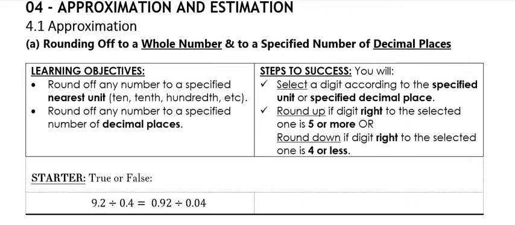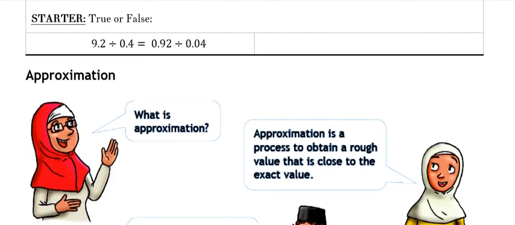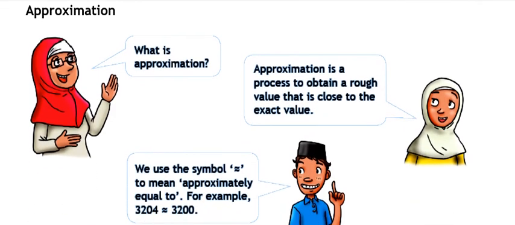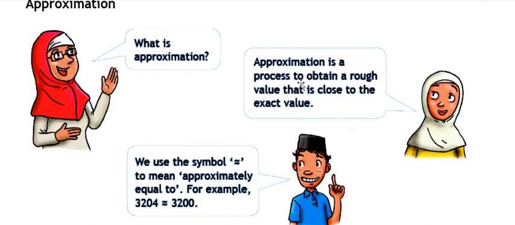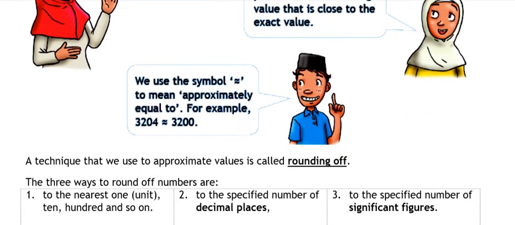Okay, now here is the definition for approximations. Basically, you have to obtain a rough value that is close to the exact value. And please, a reminder to use this symbol, because this means approximately equal to. For example, if you're trying to round off 3,204 correct to the nearest 100, so 3,200. Okay, let's proceed to the examples.